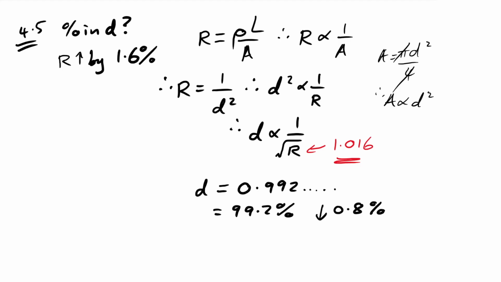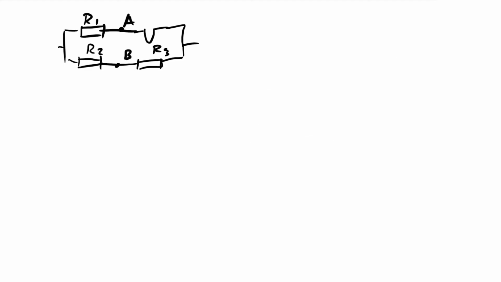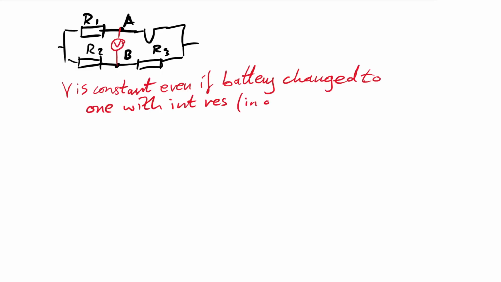However, the mark scheme implies that it's gone down exactly 0.8%, but that's not the way that maths works, and we've just proven that, and we've done it the right way. So we have a voltmeter connected to A and B. And we're told that the voltage is going to be constant, even if the battery is changed to one that has an internal resistance. What does that mean if something has an internal resistance?